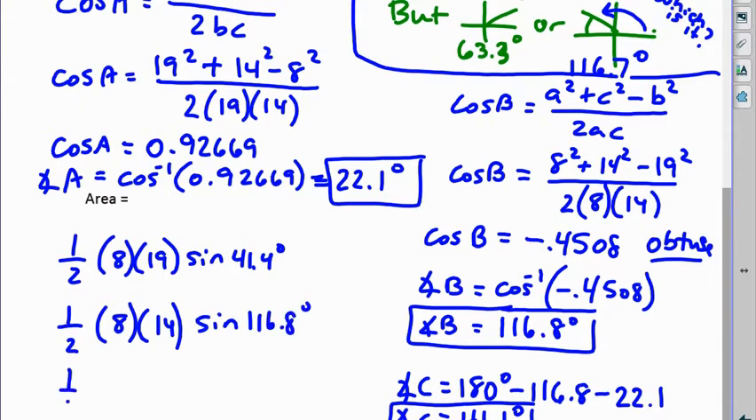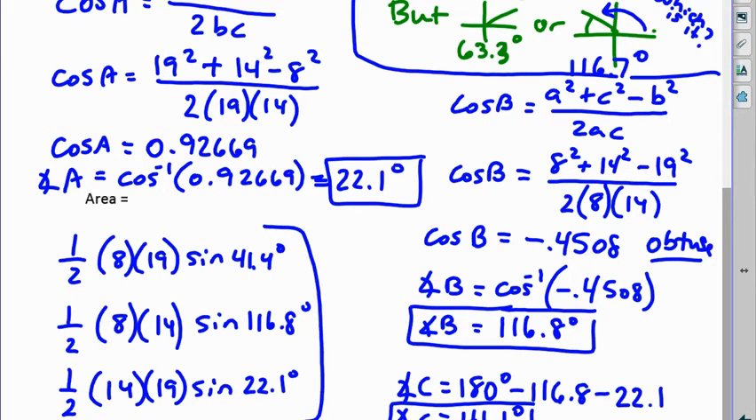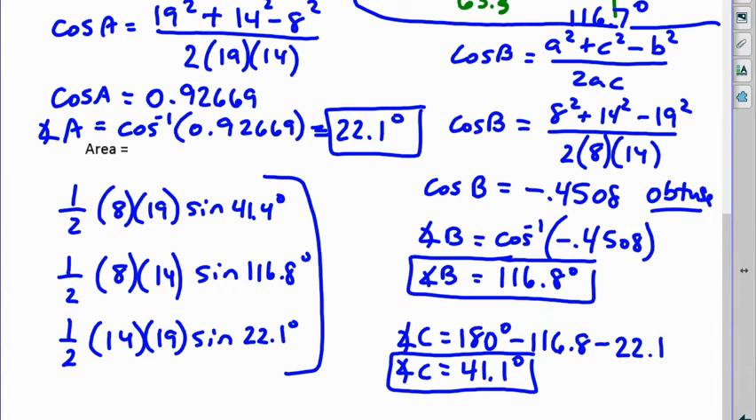If you want to use the 14 and the 19, you have to use the 22.1 degree angle that's formed in the middle, because all of these areas will come out the same. Notice how they use sine, and all the areas came out to be approximately 50.0 feet squared, any one of those that you pick.